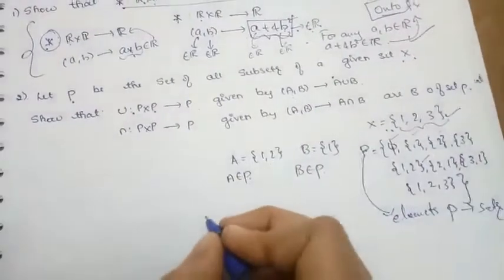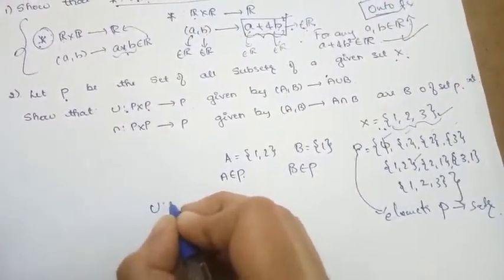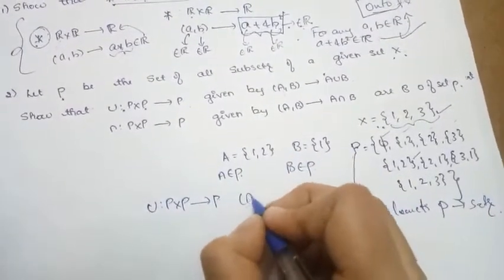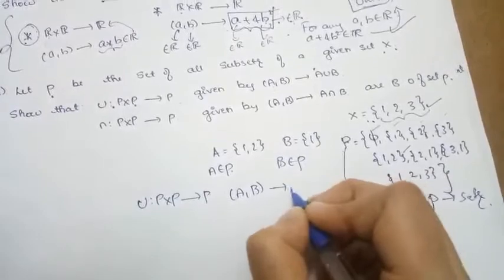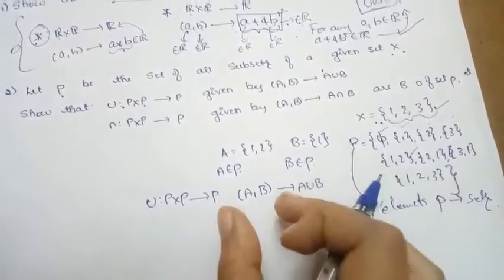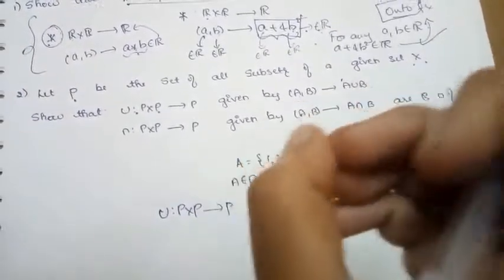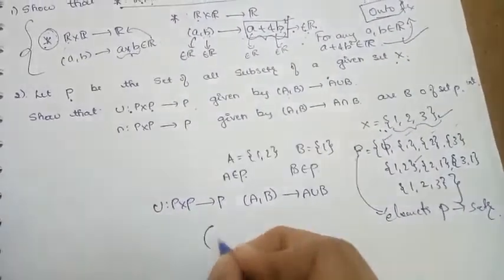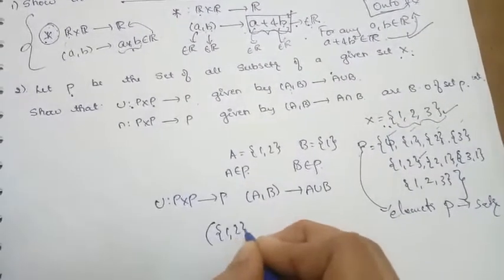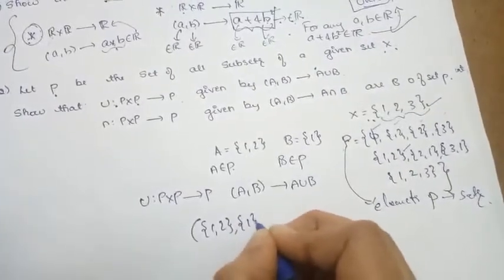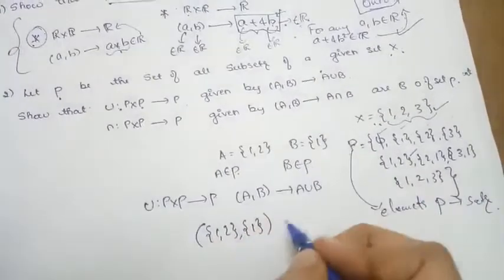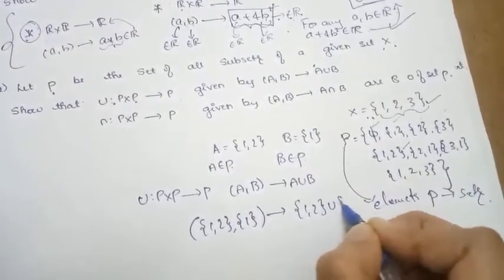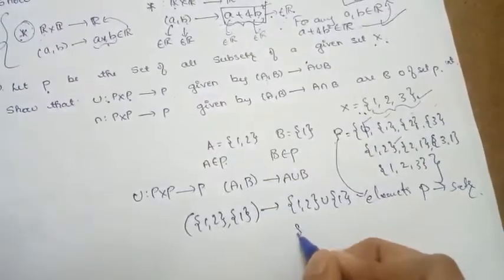So how have they defined it now? Union from P cross P to P is defined in the form of (A, B) such that A union B. We have taken the two elements, and the operation involved is nothing but {1, 2}, one set, and another one is {1}. So what is the relation between them? A union B. So {1, 2} union {1}. What will be the union of these two?